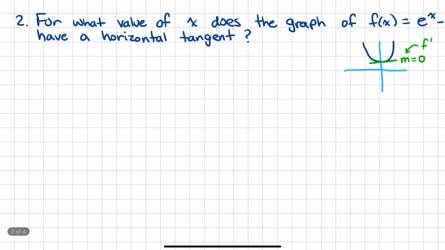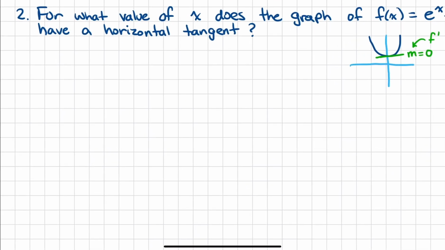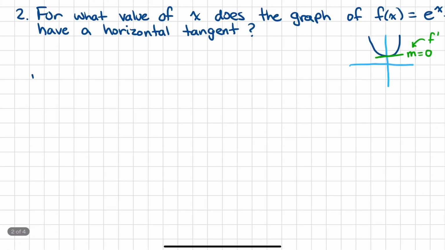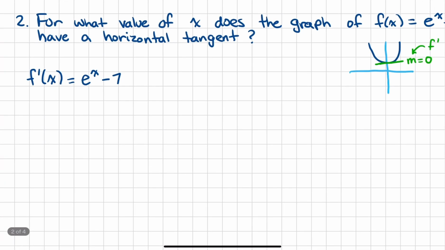And remember that your slope is also equal to the derivative, f prime of x. And so to do this, all we have to do is take the derivative of f of x and set it equal to 0. So this is going to give us f prime of x is equal to e to the x, because the derivative of e to the x is just e to the x, and the derivative of minus 7x is just minus 7. We can now set this equal to 0 and say 0 equals e to the x minus 7, where e to the x is equal to 7. And then you now have to solve for x.